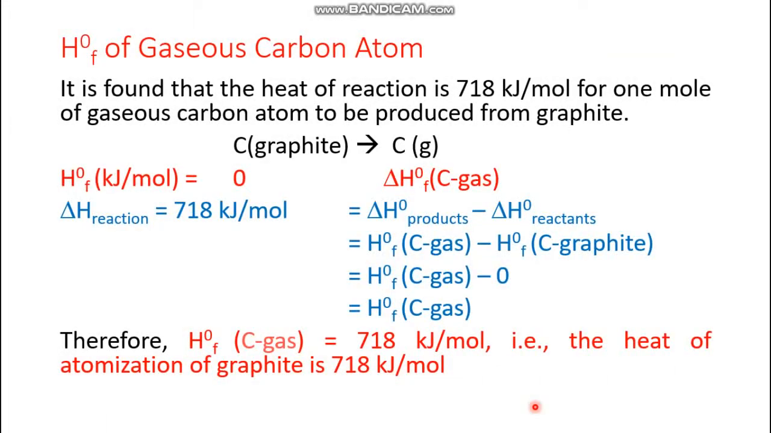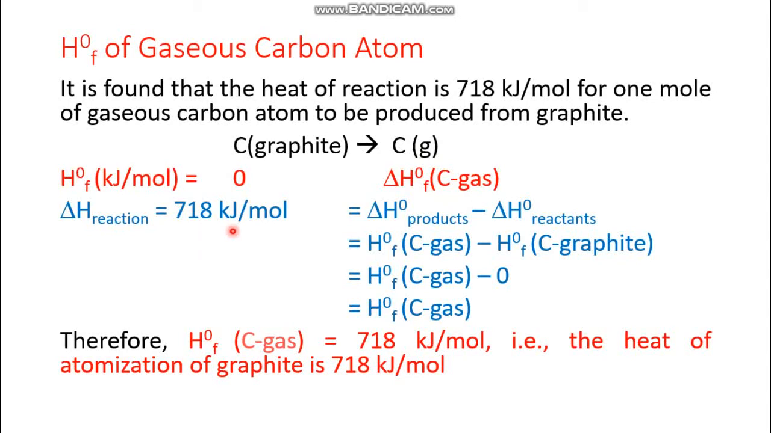In another example, H0F of gaseous carbon atom, it is found that the heat of reaction for the transformation from carbon graphite to gaseous carbon atom is 718 kilojoule per mole. So this is the standard state. Okay, so this must be taken as 0, and this one is delta H0F for carbon gas. Okay, so what is the heat of the reaction?